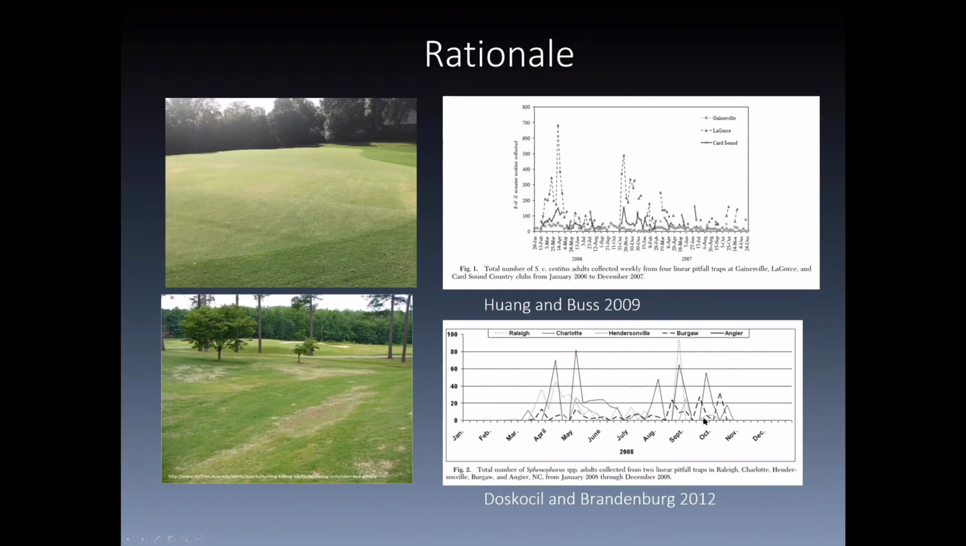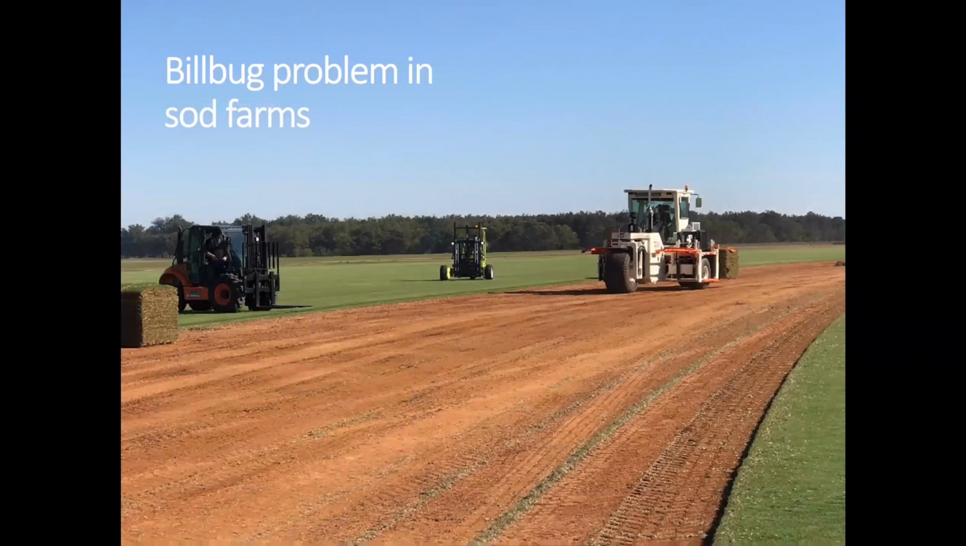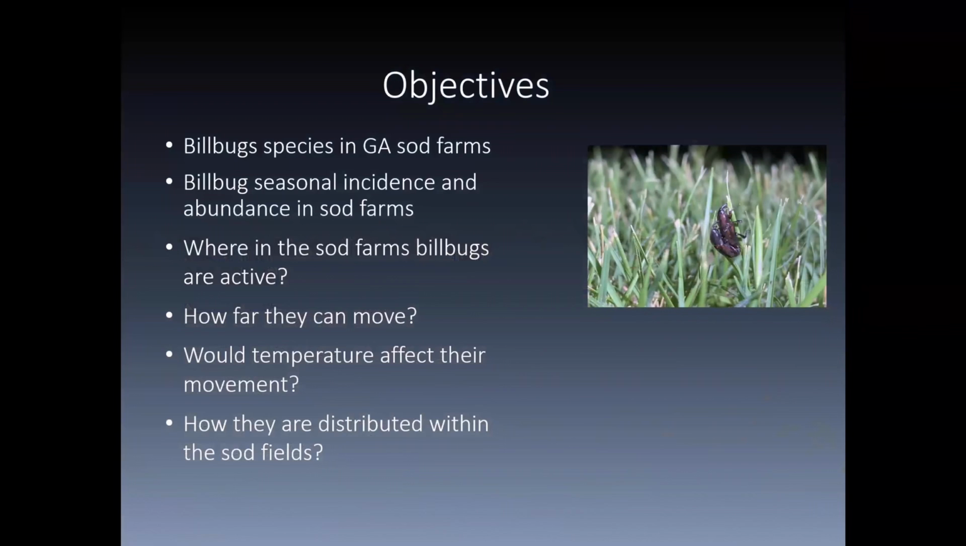So it looks like they have more than 4 generations going on in North Carolina. We don't know what's going on in Georgia, and that's what we're trying to do here. I focused my studies on sod farming. I was very interested in this system because it's so dynamic and a lot of things are going on here. The grass is grown as quickly as possible, then harvested and sold. So that's something I was really interested in.